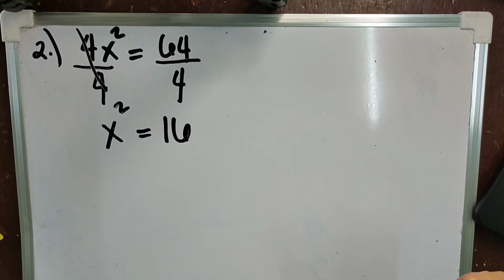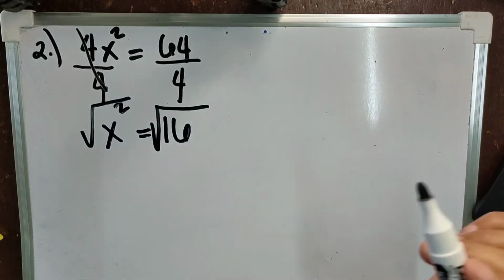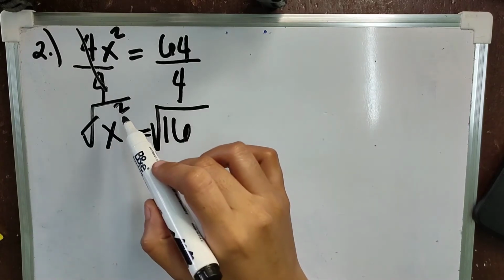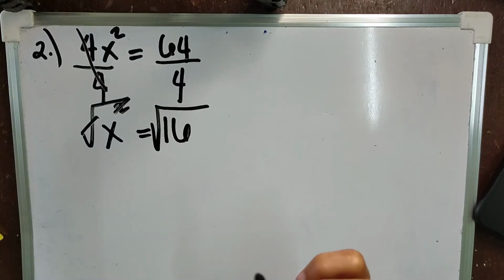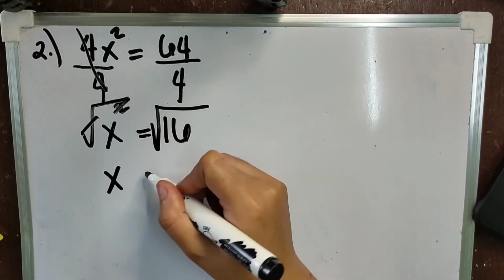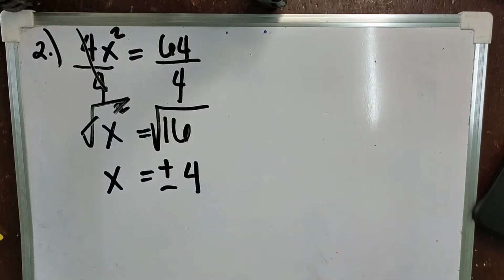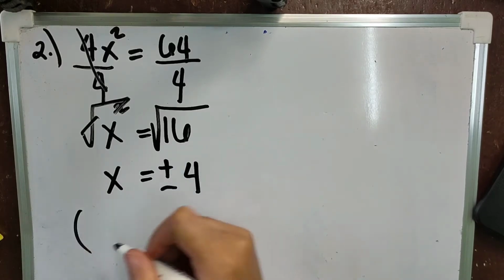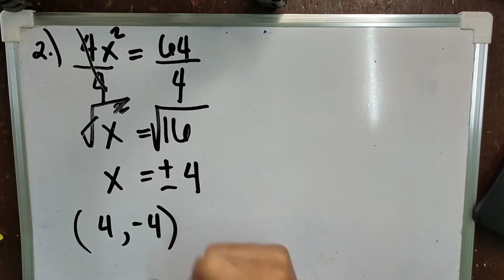Next, apply the square root property. So, x squared and 16. The radical sign of your x squared and the exponent 2 are cancelled. So, the answer is x equals plus minus 4. Why is it plus minus 4? Because 16 is a perfect square. So our roots now are positive 4 or negative 4.